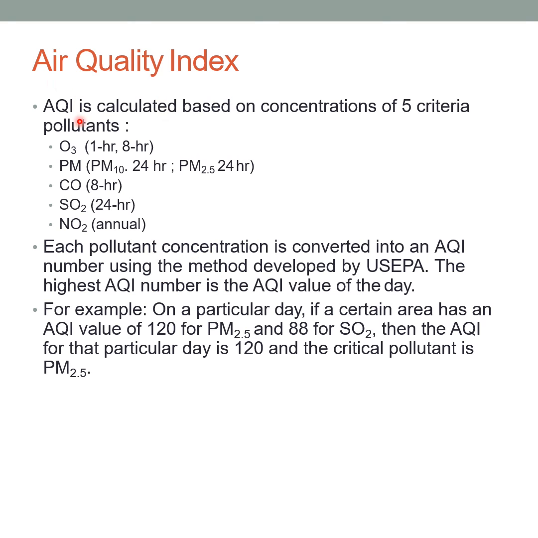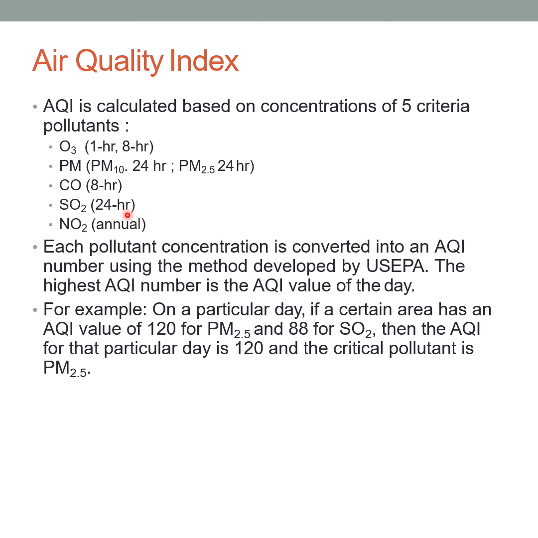Air quality index. The air quality index AQI is calculated based on concentration of 5 criteria pollutants, which are ozone in 1 hour and 8 hour, PM, that means particulate matter, which is further subdivided into PM10 for 24 hour and PM2.5 for 24 hour. PM10 means particulate matter whose effective diameter is 10 and PM2.5 is particulate matter whose effective diameter is 2.5. Carbon monoxide for 8 hours, sulfur dioxide for 24 hours, nitrogen dioxide which will be taken as annual.